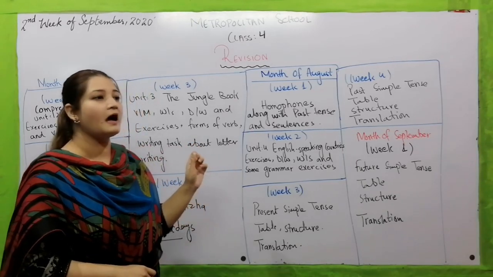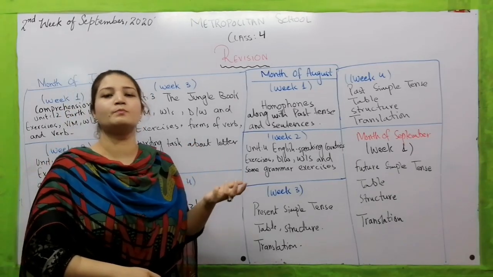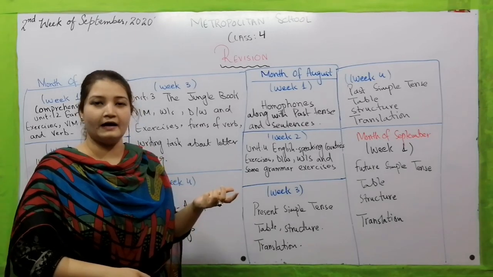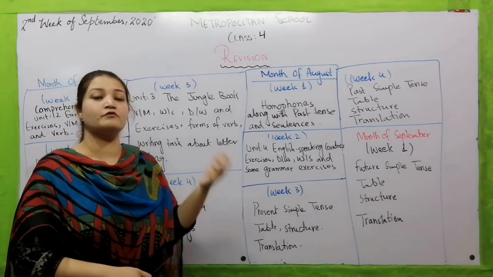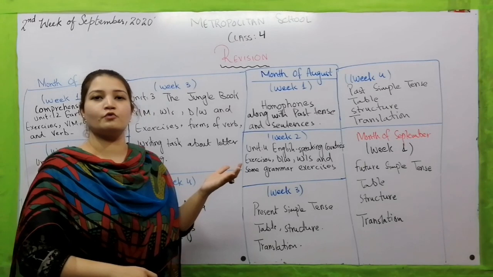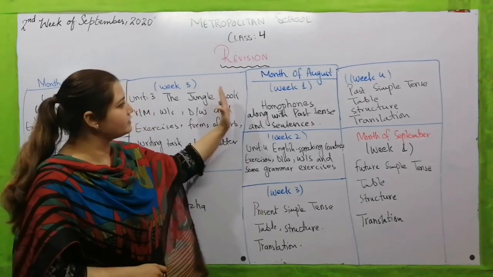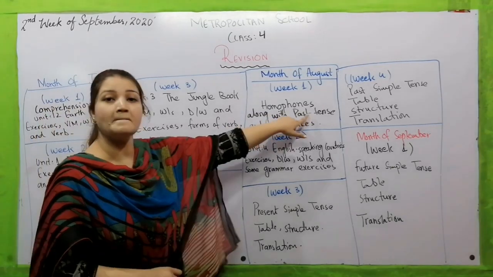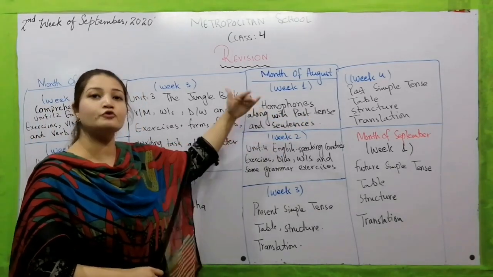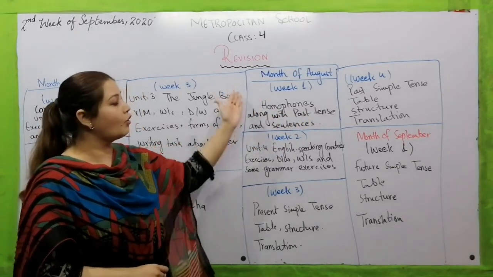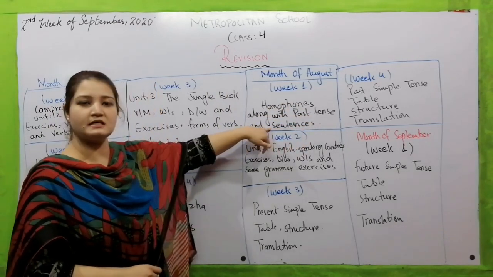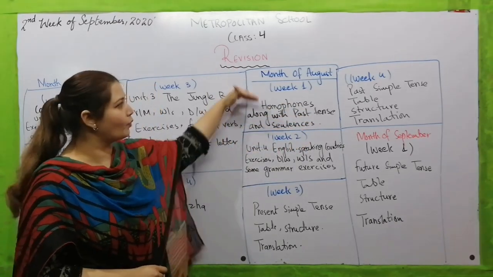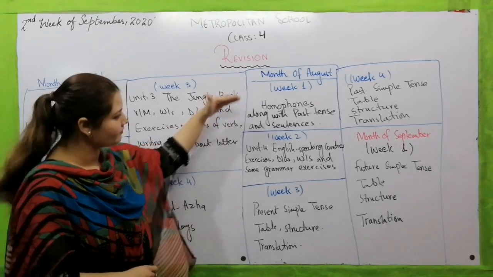For example, I told you some basic examples, blew and blue. Like I blew a balloon and I was wearing a blue color dress. So that was an easy example for homophones. We studied homophones along with some past tense and how to use those homophones along with the past tense in sentences. We studied these things in week 1 of the month of August.